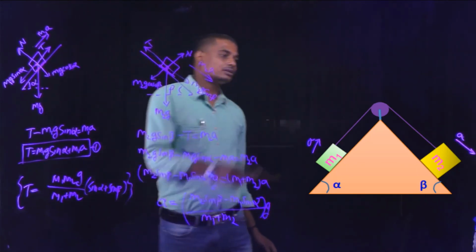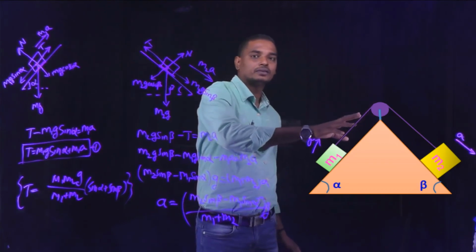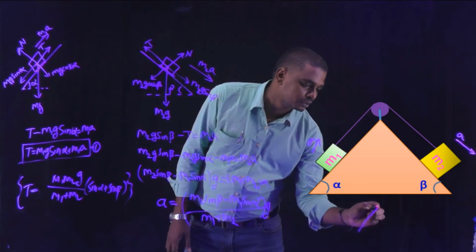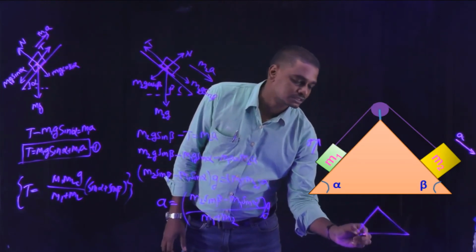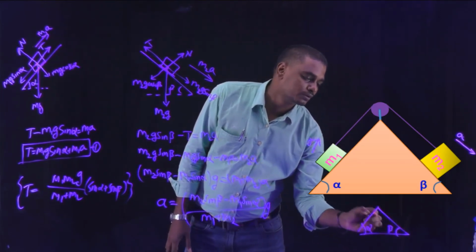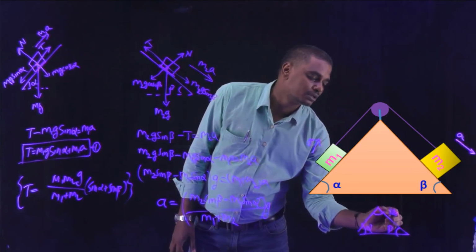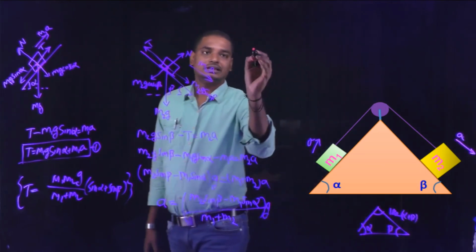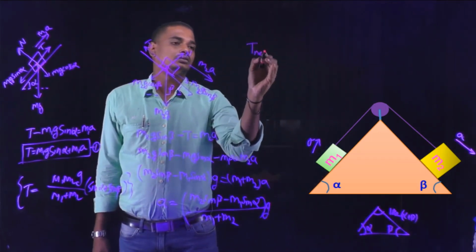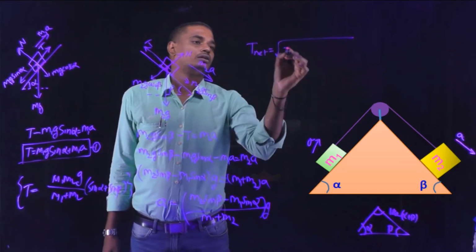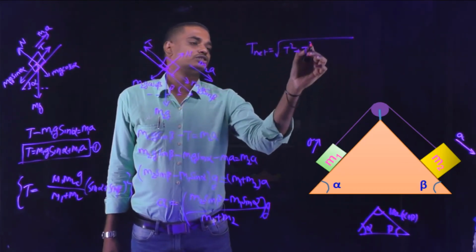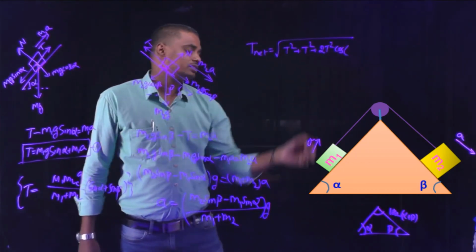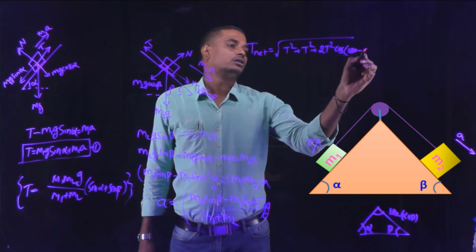Similarly, I need to calculate the thrust over this pulley. So net resultant thrust over this pulley can be calculated. Here you can see the diagram, triangle which has inclination alpha and here is beta. So this angle will be 180 minus (alpha plus beta). Right. So the net resultant thrust will be equal to root over T square plus T square plus 2T square cos, the angle is 180 minus (alpha plus beta).